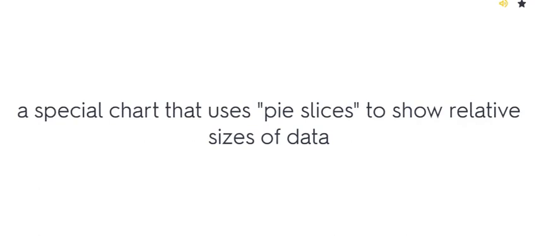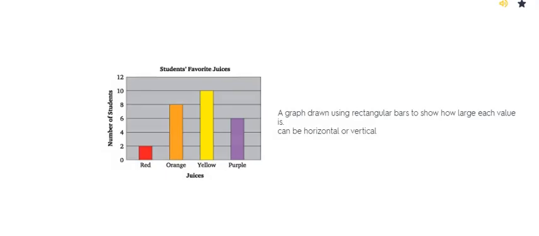Circle graph. A special chart that uses pie slices to show relative sizes of data. Bar graph. A graph drawn using rectangular bars to show how large each value is; it can be horizontal or vertical.